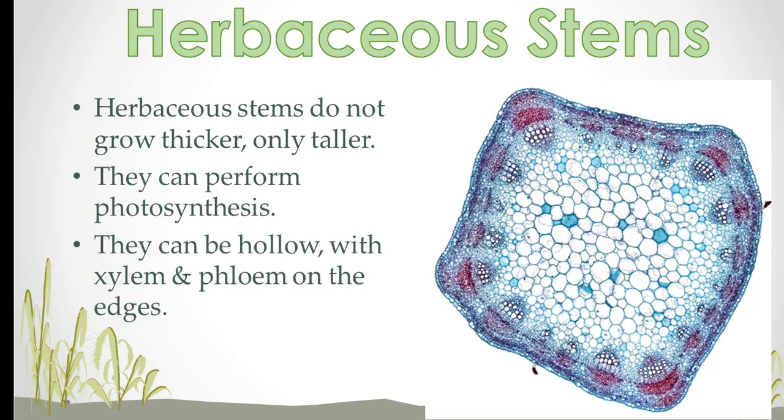Herbaceous stems, these are the green stems. They don't grow thicker, they only grow taller. They're green. They can perform photosynthesis. Sometimes they're hollow. I know with the zucchini plant, if you cut the stem off, you'll see it's just a big hole in the middle there. That's that pith area. Some of them, though, will have actual cells in there, often dead cells in the middle of that pith. You can see our vascular bundles all around the edges, just like we saw in the previous slide.